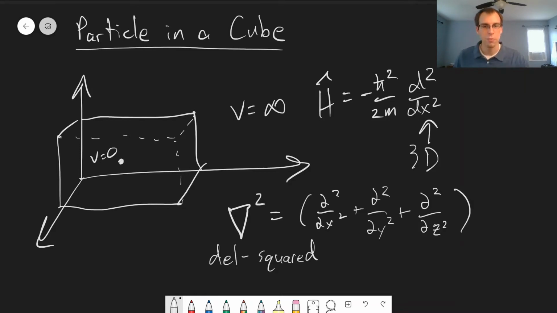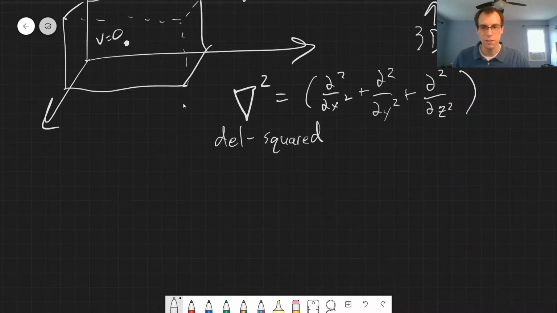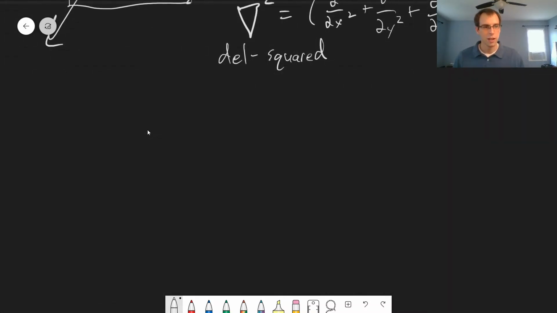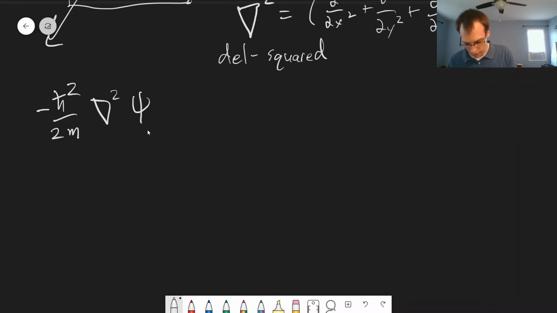And so we can now rewrite our Schrödinger equation with our second derivative as negative h bar squared over 2m times del squared psi is equal to E psi. Right, so we have essentially our same setup, but now we have a 3-dimensional second derivative instead of a 1-dimensional second derivative. Okay, our boundary conditions for this problem are similar to before.